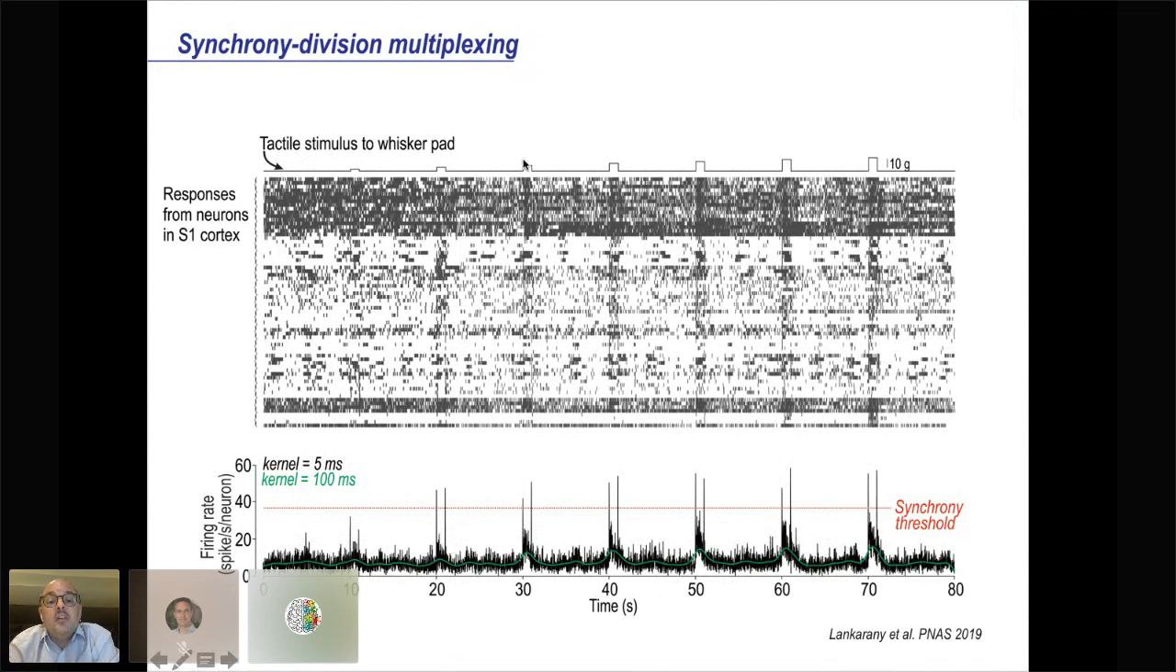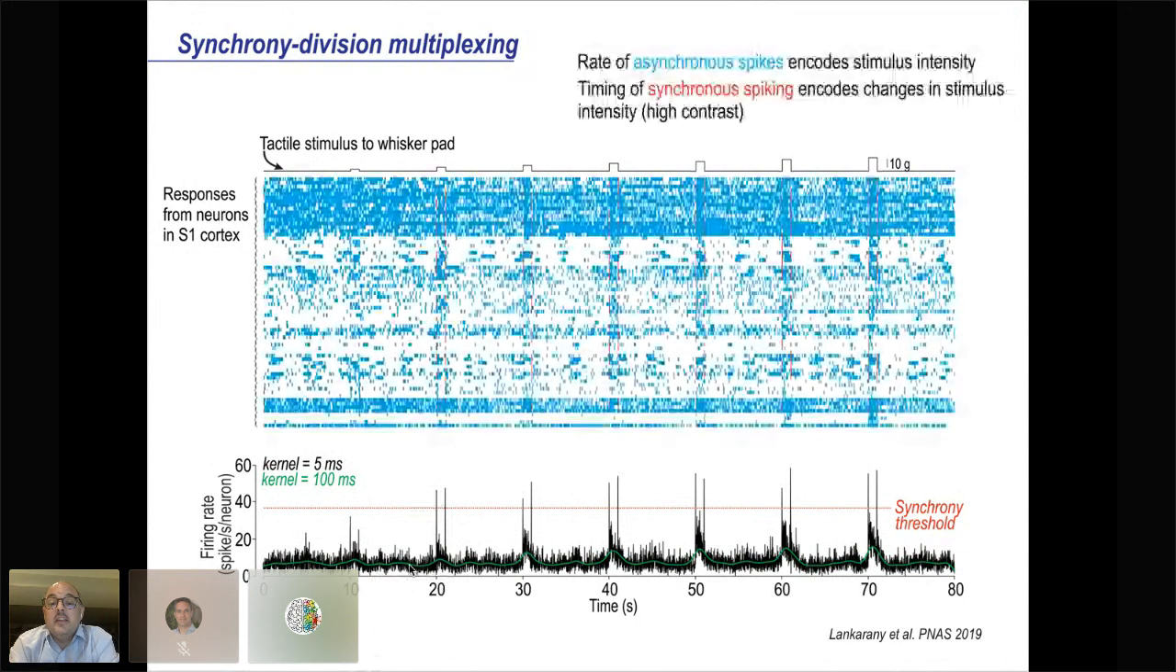And those blips seem to correspond to the onset and offset of each of these tactile stimuli applied to the whisker pad. And so what we did was arbitrarily apply a synchrony threshold, the idea being that we're going to define all of the spikes that fit inside the firing rate histogram peaks that cross this threshold as synchronous, and we're going to color them red. And every other spike that sits below that threshold, we're going to call asynchronous and color them blue.